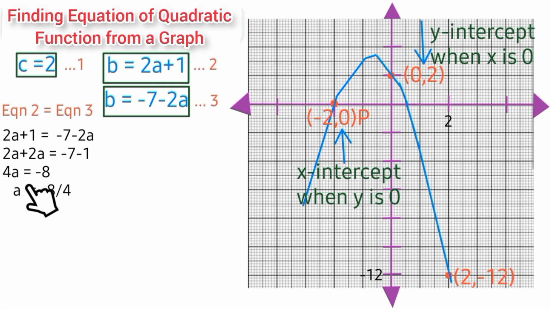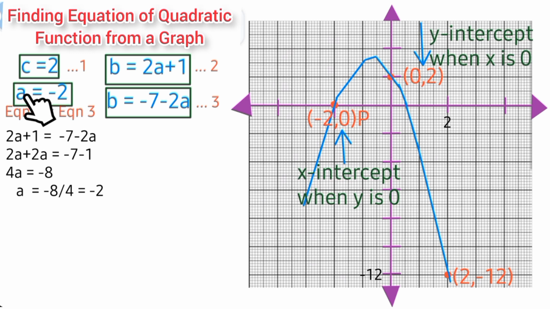a value will be equal to minus 8 divided by 4, and minus 8 divided by 4 gives minus 2. So our a value is minus 2. Doing this, now we've gotten the value of a and c. Let's also proceed to getting the value of b from equation 2. From equation 2, b is equal to 2a plus 1.